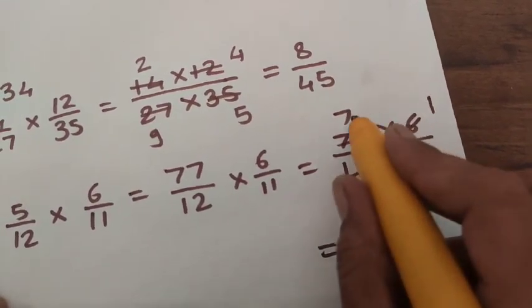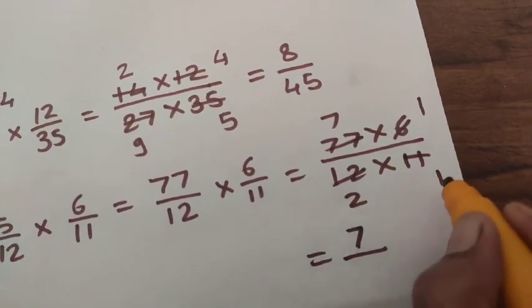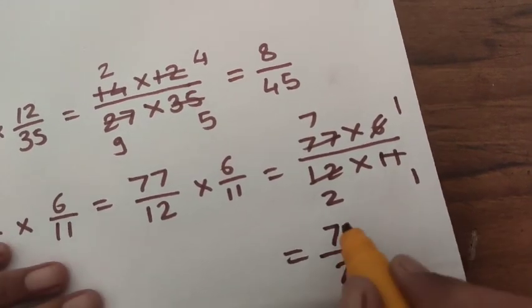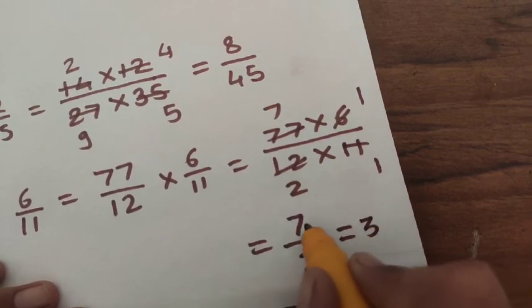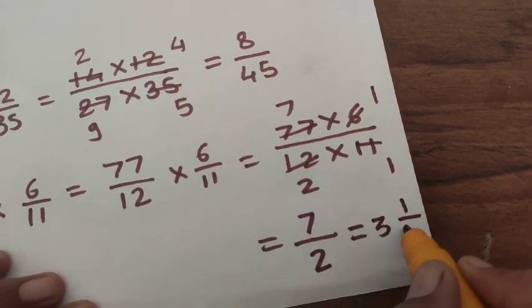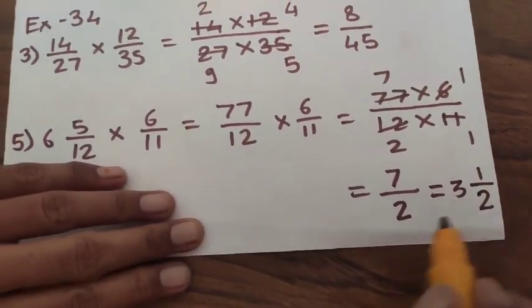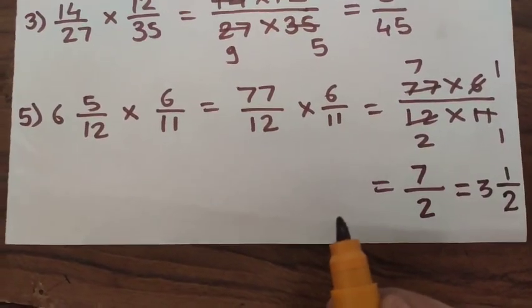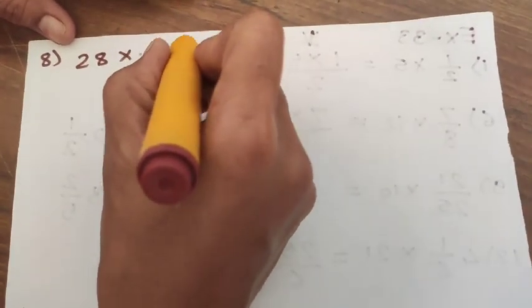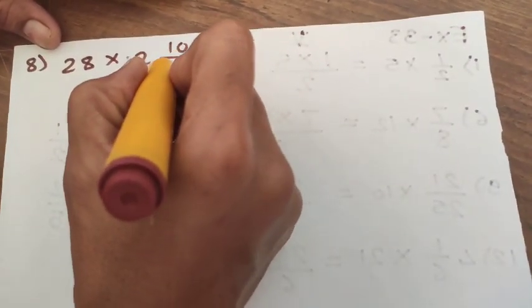Your answer becomes 7 multiplied by 1, 2 multiplied by 1. 7 upon 2 you can convert into mixed fraction, that is 2 3s are 6, 1 remainder, so it is 3 integer 1 by 2. 8th question, 28 multiplied by 2 integer 10 by 21.